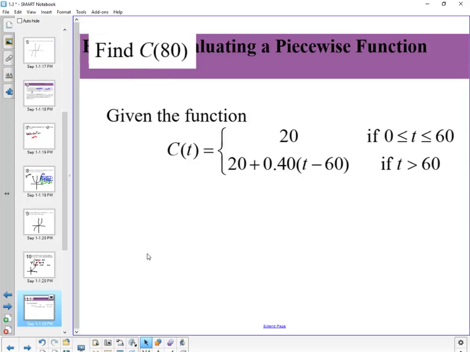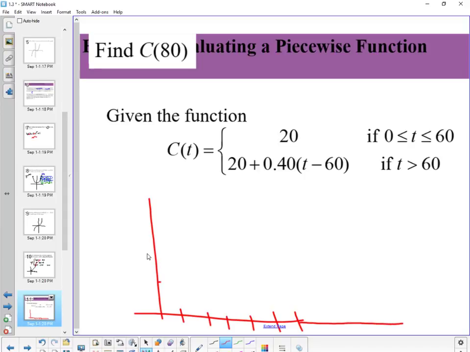Now this piecewise is only made up of how many functions? 2. It's really nice because, for the most part, what's it equal to? 20. So from 0 to 60, I don't even need all this, do I? So let's pretend, here's quadrant 1. And here is 10, 20, 30, 40, 50, 60, 70, 80, 90, 100. And here is 5, 10, 15, 20. So there's my scale, and these are going by 10s, right?